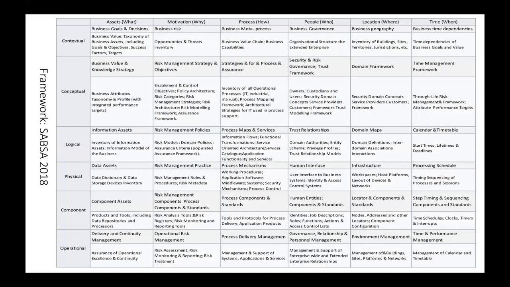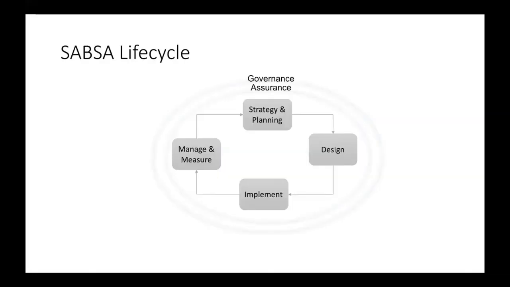Now, in 2018, they upgraded the SABSA framework, and this is the new SABSA framework. The SABSA Lifecycle has 4 steps. You start with strategy and planning. So this is your first step. In strategy and planning, you define the contextual, which is basically the business layer, and you do the conceptual as well, which is the architecture aspect, and then you move to the design, and then implementation, and then you manage and measure, and it's a loop.